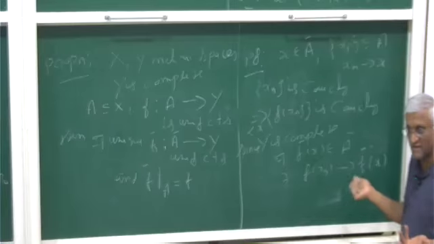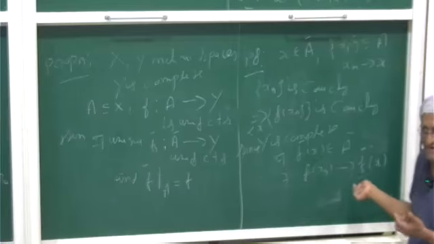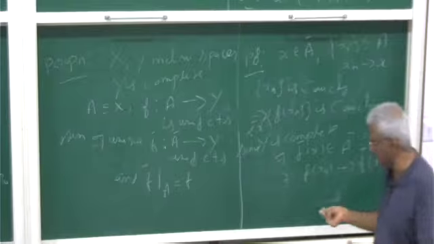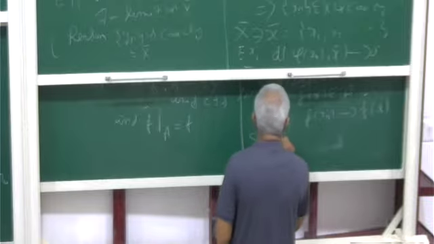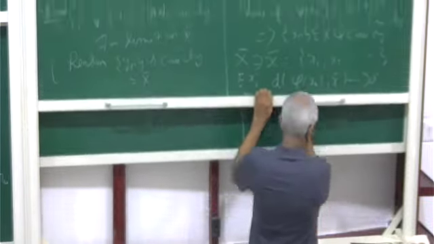But there may be two sequences converging to that x. I have to show that it is well defined. There may be two sequences converging to that. So suppose, maybe I'll write it on the top.